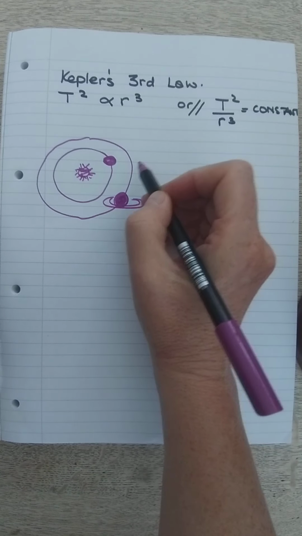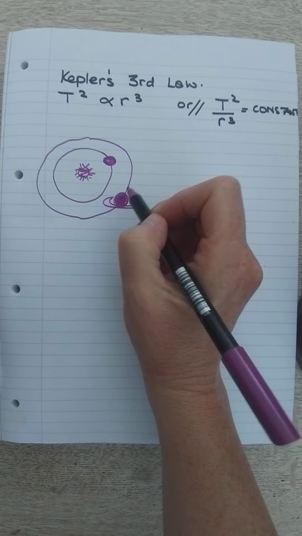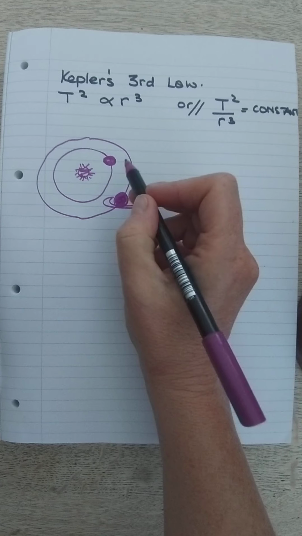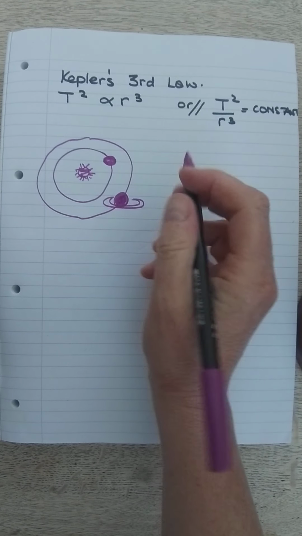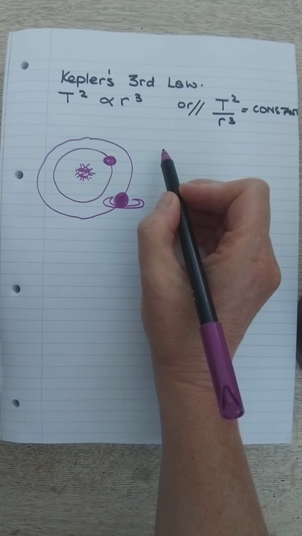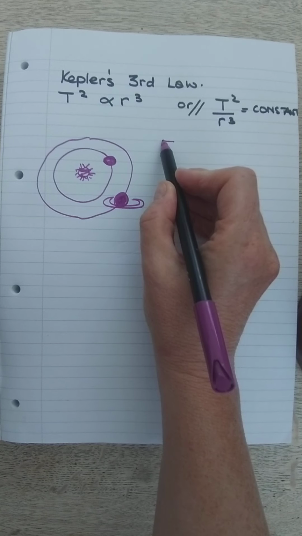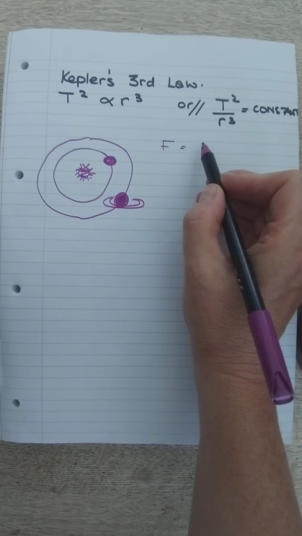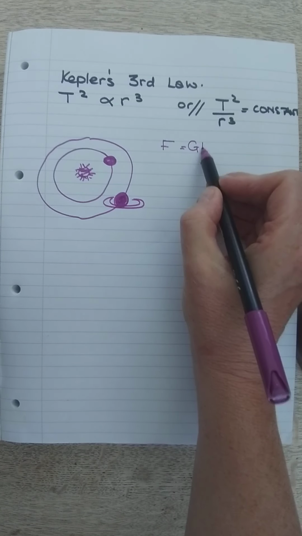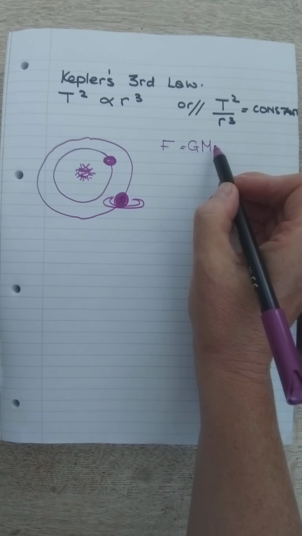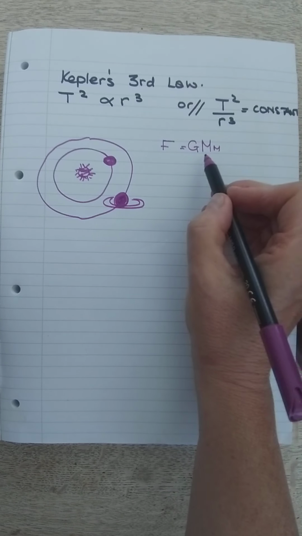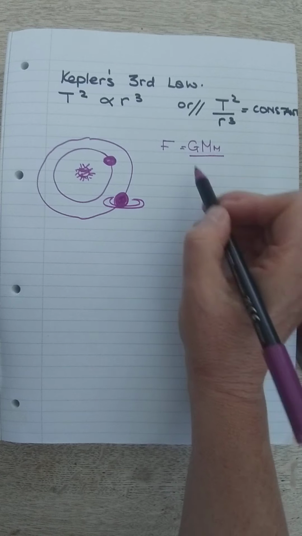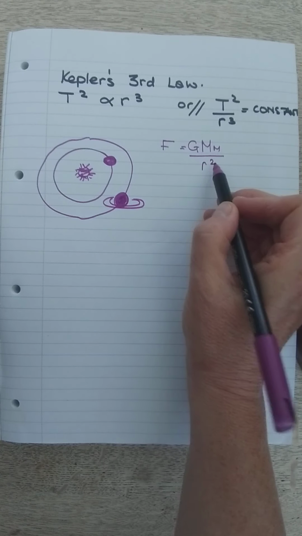We can take the fact that the reason why these planets, in this case, are orbiting the sun is because they're attracted to it gravitationally, and the gravitational force is F equals G, the big mass in the middle, the mass of the planet that's orbiting it, divided by the radius of the circle, or their separation, squared.